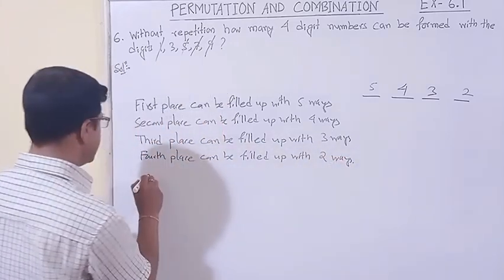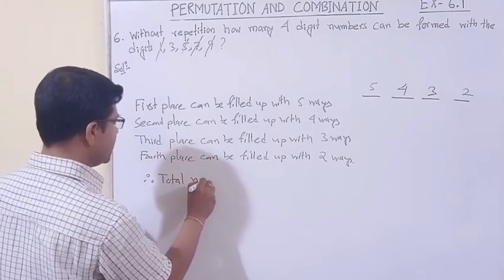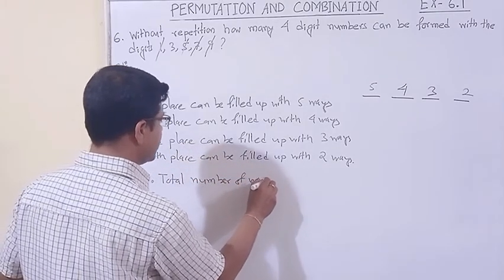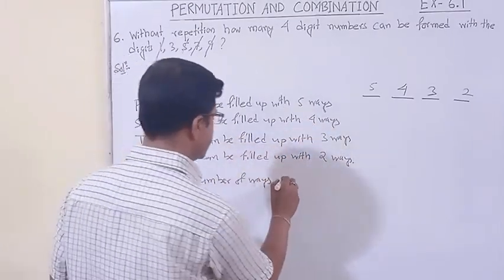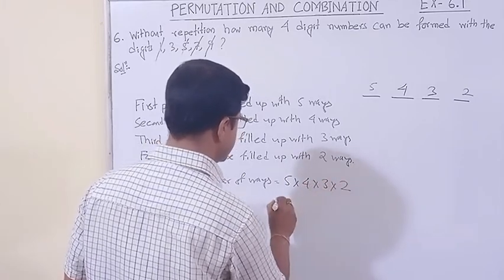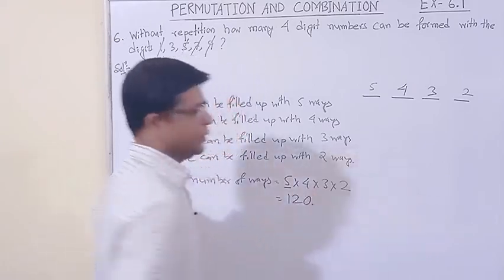Okay, so therefore total number of ways, what will we do? We shall multiply. Let us multiply 5 into 4 into 3 into 2. You see, 5 2 is 10, 4 3 is 12, 120 ways are there.